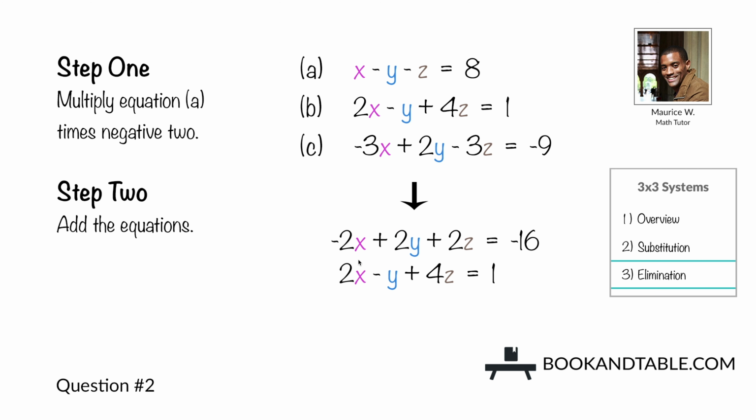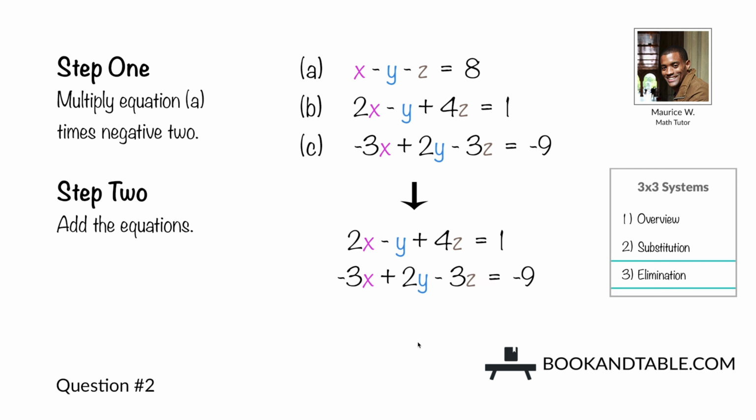And now step 2, add the equations. This will allow us to eliminate our x, leaving us with 2y minus y, which is +y. 2z plus 4z is 6z. And -16 plus 1 is -15. So equation D is y plus 6z is equal to -15. So now we'll put this to the side and take a look at equations B and C.